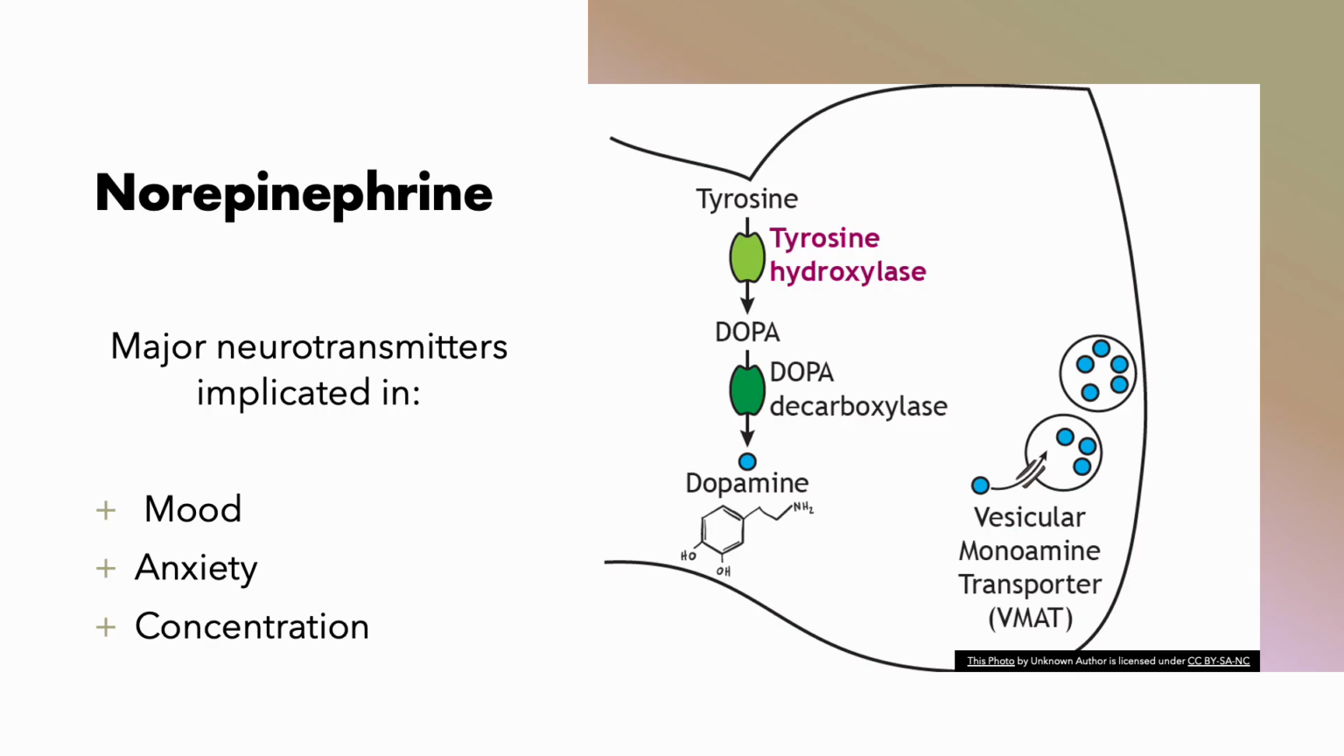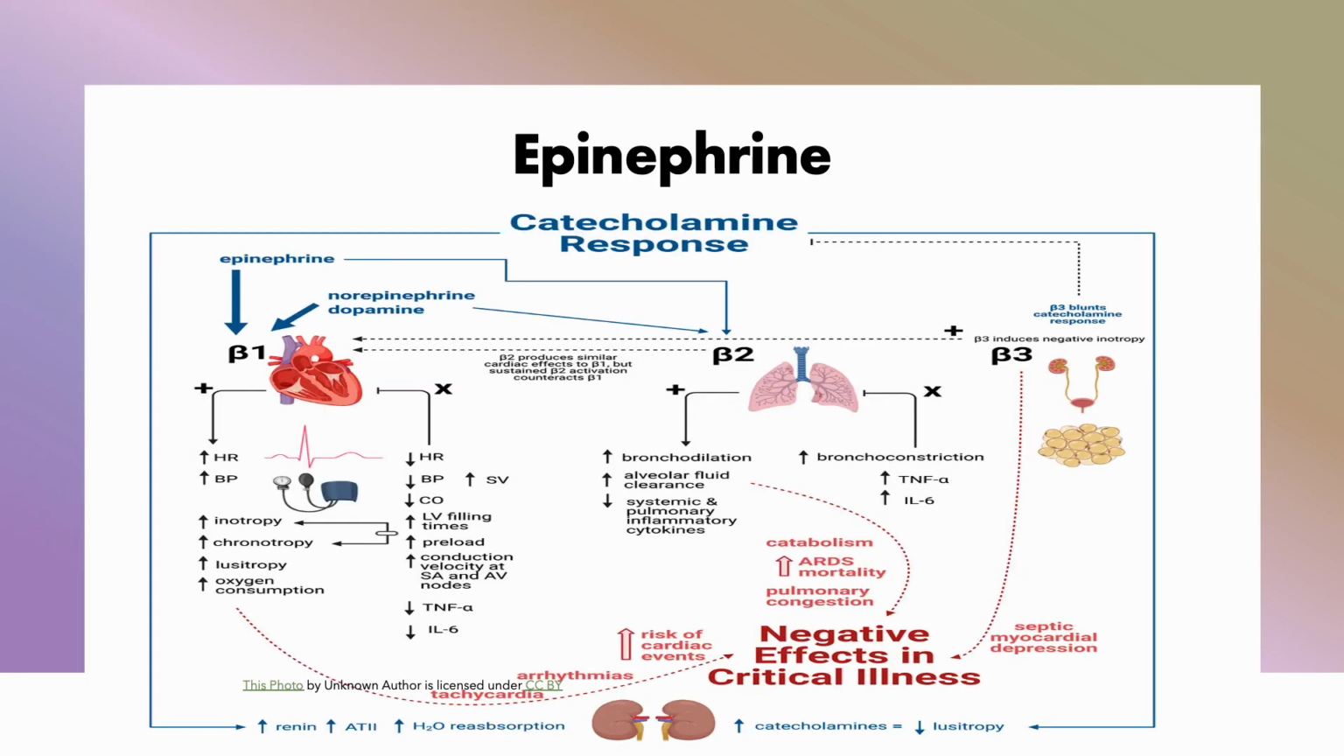Norepinephrine, also known as a catecholamine, is produced in the locus coeruleus of the pons. The precursor is tyrosine, removed from the synaptic cleft and returned to storage via an active reuptake process. Norepinephrine is a major neurotransmitter implicated in mood, anxiety, and concentration disorders. Epinephrine, also known as a catecholamine, is produced in the adrenal glands. The epinephrine system is also referred to as the adrenergic system.